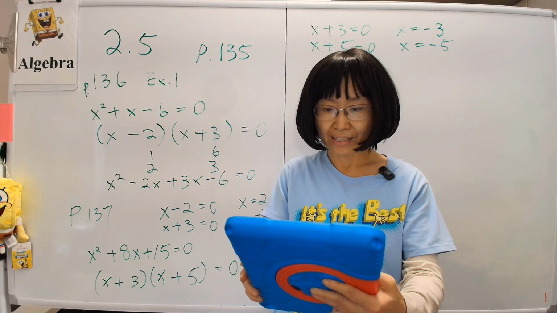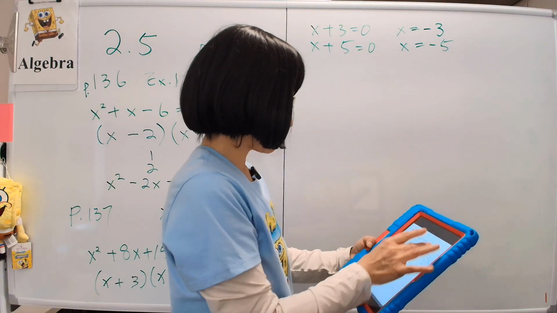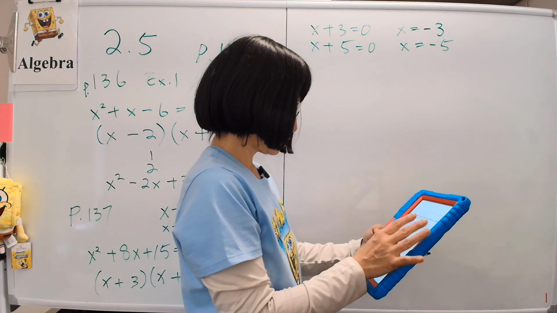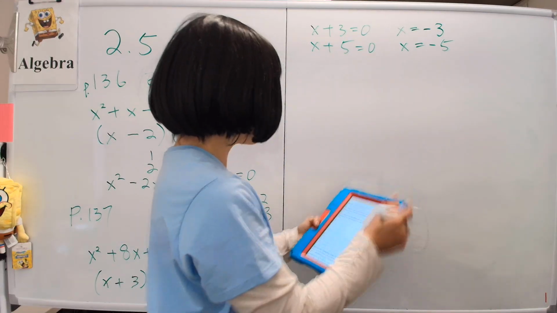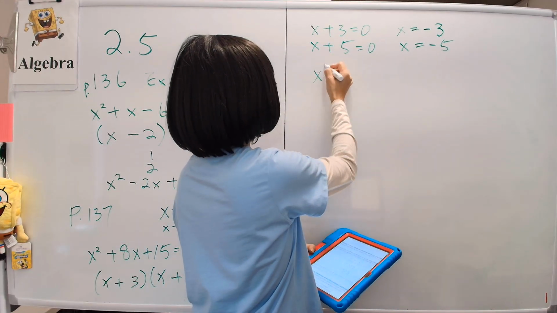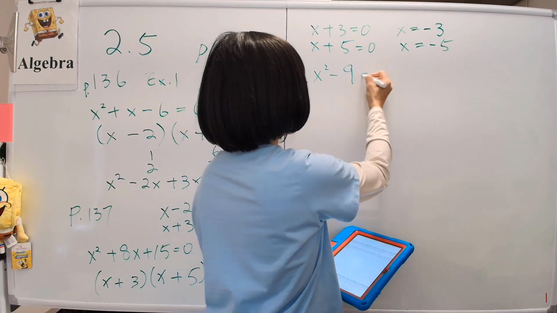Next, let's look at example 3. Example 3, what is the problem? It has a difference of squares. The difference of squares problem is x squared, in this case x squared minus 9 equal to 0.